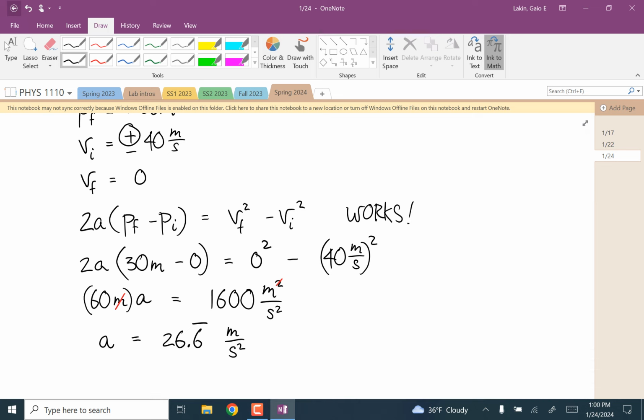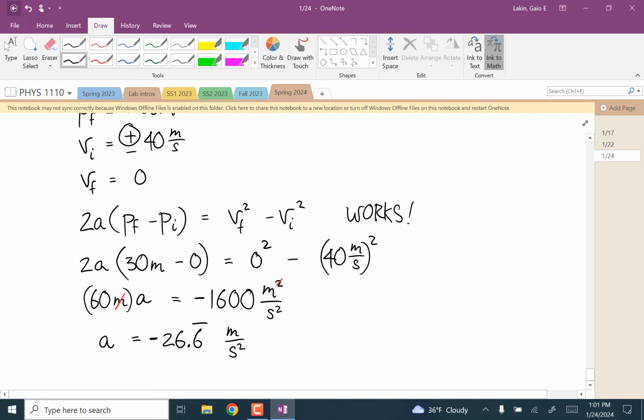And what did I do wrong? I did one thing wrong. This 40 squared, notice that the negative is not in the parentheses, so you're not squaring out that negative. So I just dropped my negative here, and that means that this should be negative.